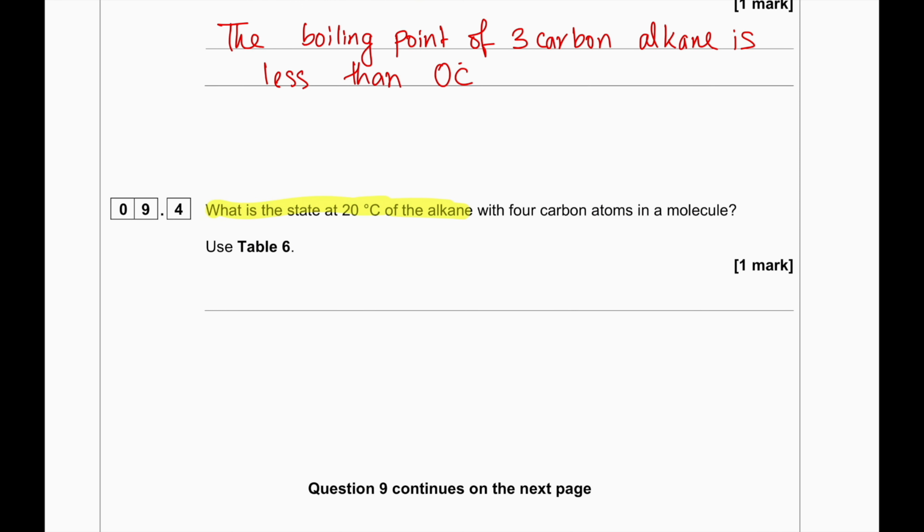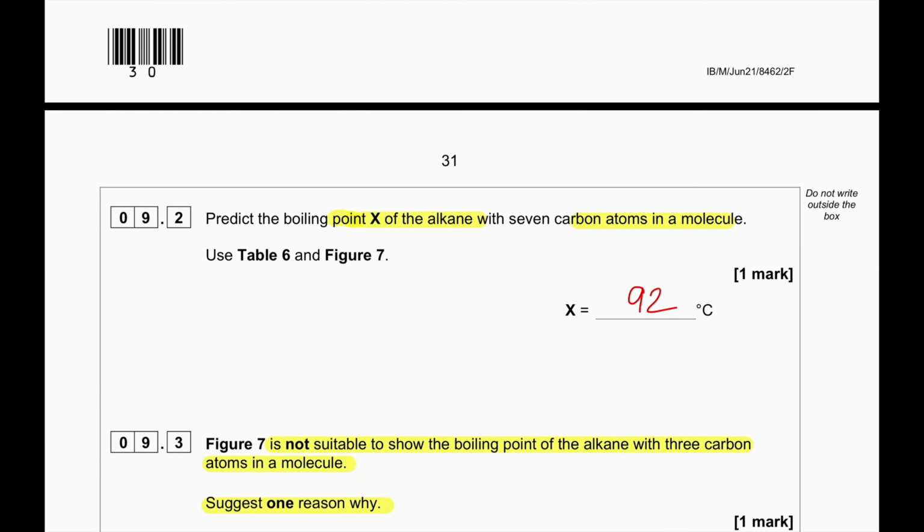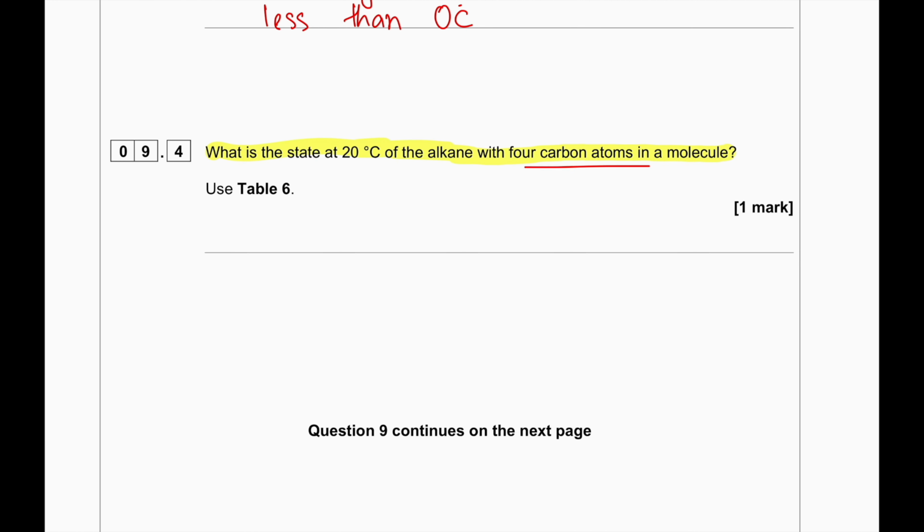What is the state at 20 degrees Celsius of the alkane with 4 carbon atoms in a molecule? So the alkane with 4 carbon atoms in a molecule at 20 degrees Celsius is going to be a gas, because the boiling point of 4 carbon atoms in a molecule is 0 degrees Celsius. So above 0 degrees Celsius, it is going to be a gas.